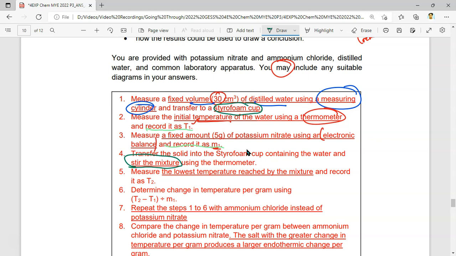Okay, once I stir it, I want to measure what we call the lowest temperature reached by the mixture, because I want to find which one is the sharpest drop, right? You realize I don't need a stopwatch here, because I'm not measuring the speed at which it reached the lowest temperature. I just want how much the temperature changes.